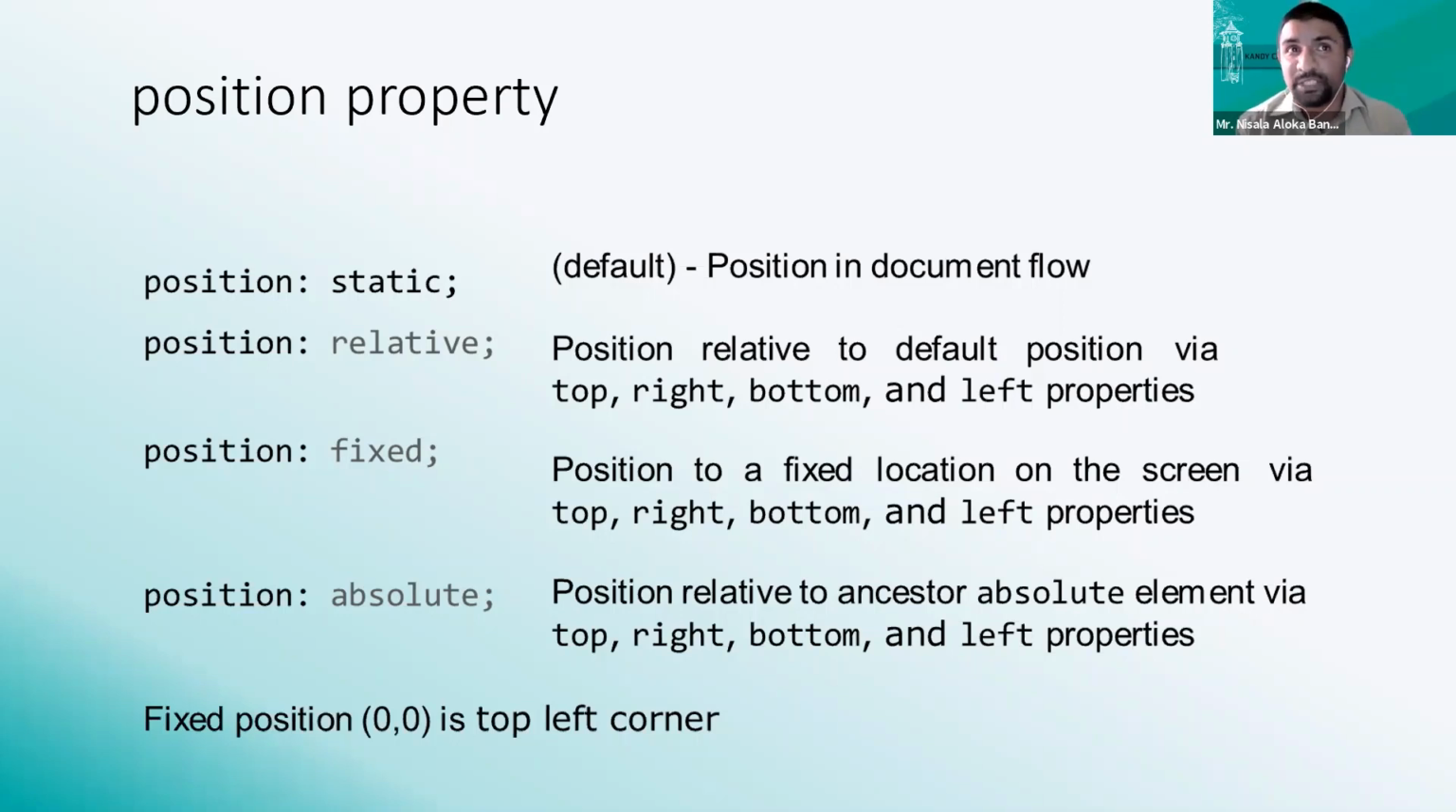When you say position fixed, it is going to take a specific place on the screen. So even if you scroll up and down, you are going to see that thing in the relevant place. And then position absolute, so you can anchor something into a specific place in the border.